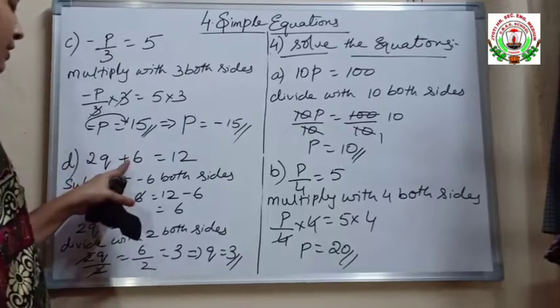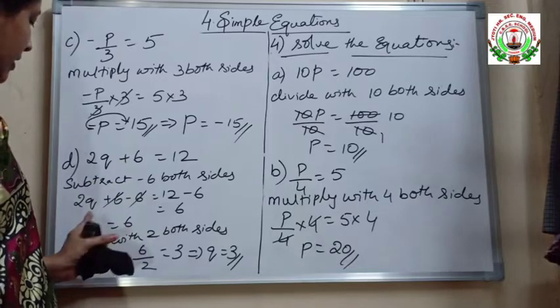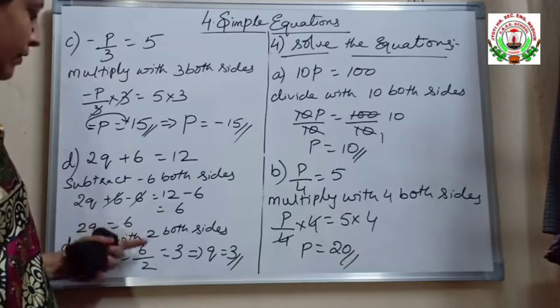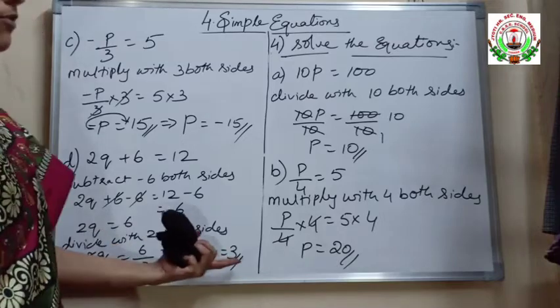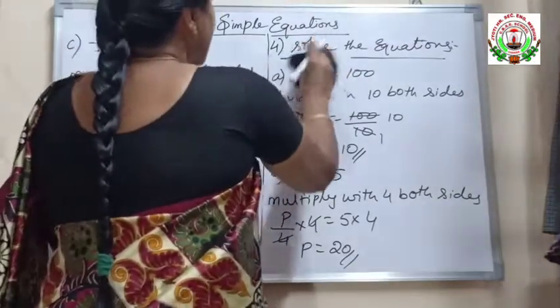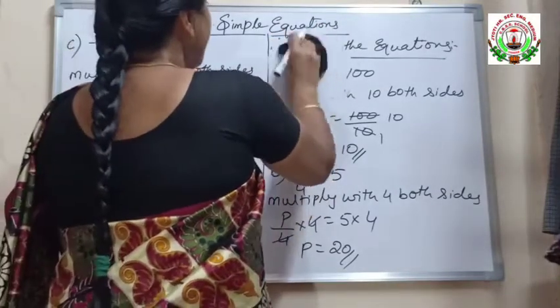Here addition is given, so we have subtracted 6, and we have got the answer as 2q is equal to 6. And 2q is multiplication, so we are dividing by 2, and we have got the answer as q is equal to 3. Next, one more question, E part.